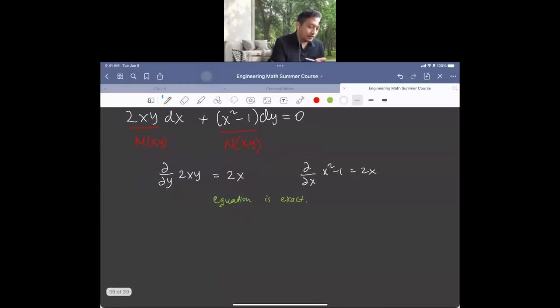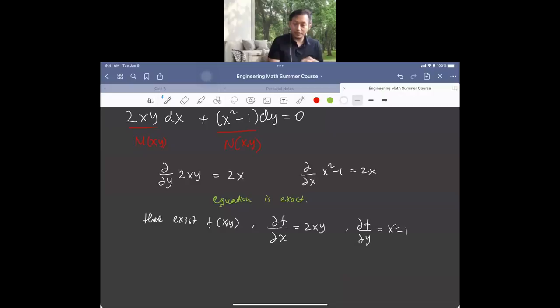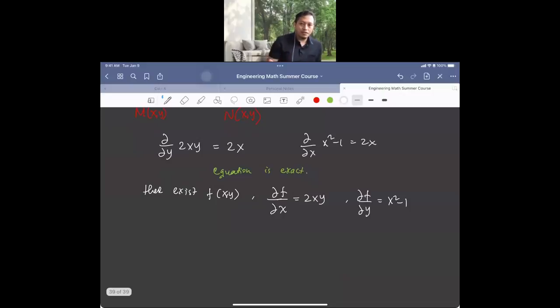So from here we can take that there exists f(x,y) where the partial f partial x will be equal to 2xy. And if we have the partial f partial y, it will be equal to x squared minus 1. Okay, the first step, check the exactness.